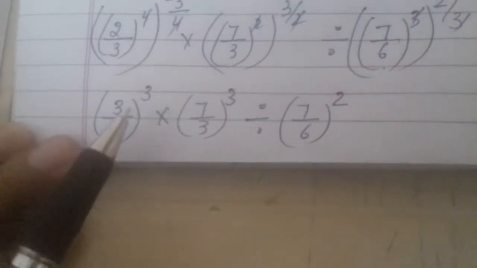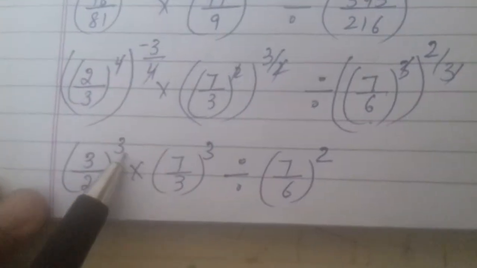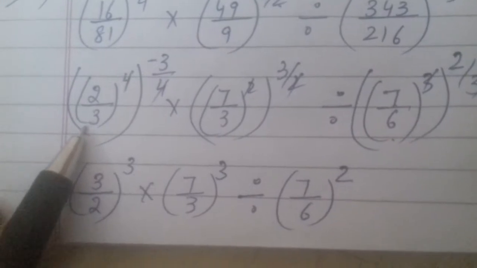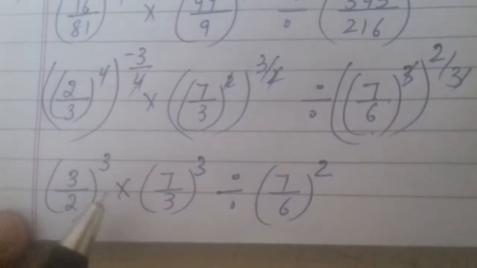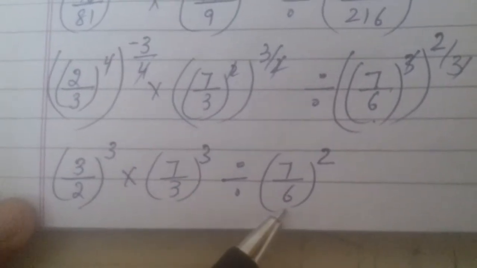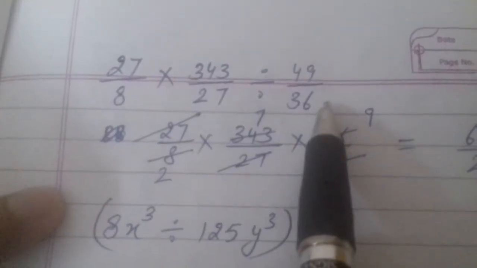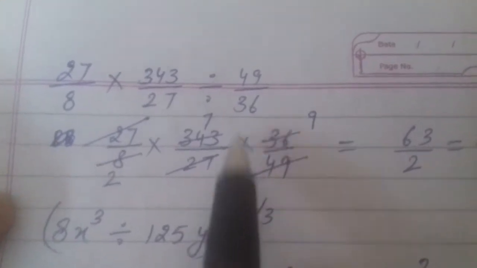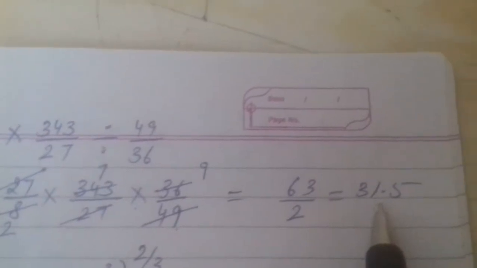Pay attention students. Here the power is negative. Clear? In order to make it positive, I told you to change the position of the base. Here what is written? 2 by 3, and I wrote 3 by 2 and the negative sign is removed. Multiply 7 by 3 raised to the power 3. Divide by 7 by 6 raised to the power 2. Now you can expand them. Then after this the division sign will change to multiplication and you have to reciprocate the term and do the cuttings. This will be the answer.